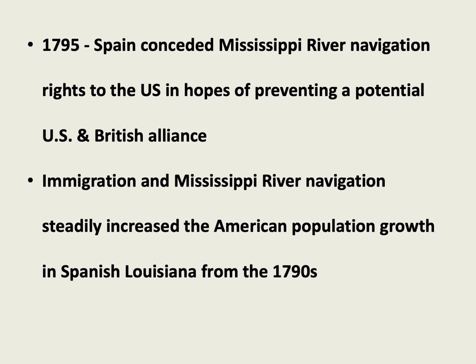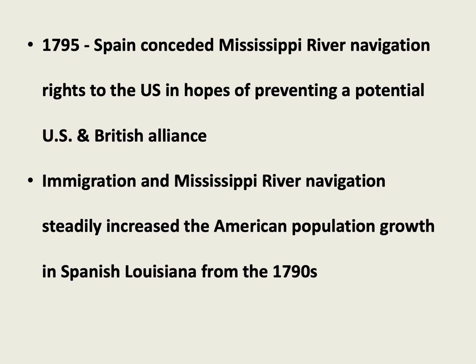So at first Spain controlled the port of New Orleans and it charged a fee for any U.S. vessels coming down the Mississippi River. But the Americans weren't happy and Spain was worried about a war over this, so Spain agreed that the United States could navigate the Mississippi River, and they hoped that that would prevent the United States from perhaps joining the British to take over the Mississippi River Valley.